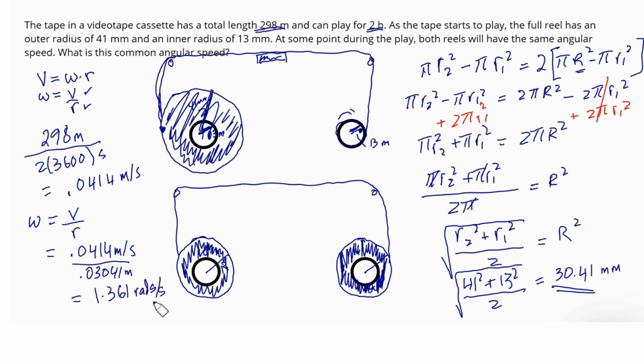Okay, so that's the speed at which these will have the same linear velocity and the same angular velocity. And that angular velocity would be 1.361 radians per second. Okay, it's kind of cool.